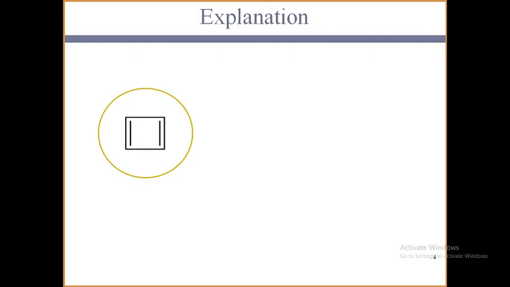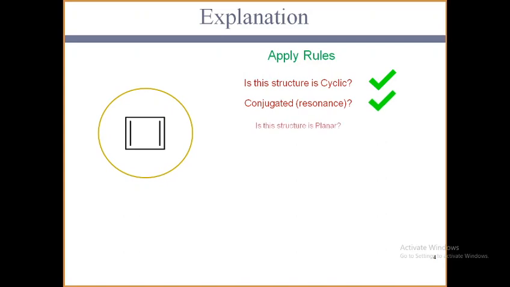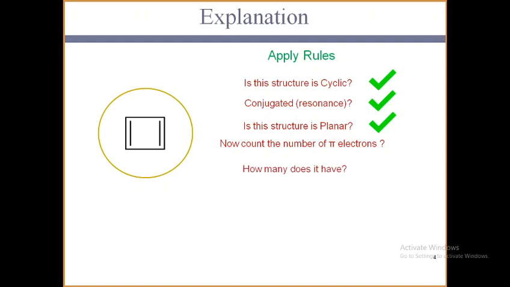First, that is cyclobutadiene. Now in this case we apply our rules. Is this structure cyclic? Yes. Is there a conjugated or resonance structure? Yes, there are alternate double bonds, so the delocalization of electrons is possible. So the answer is yes. Is this structure planar? Yes. Now count the number of pi electrons. How many does it have? It has two double bonds, so that's why 4 pi electrons.